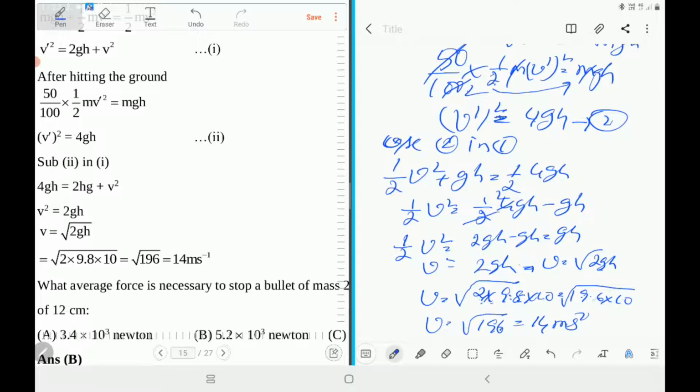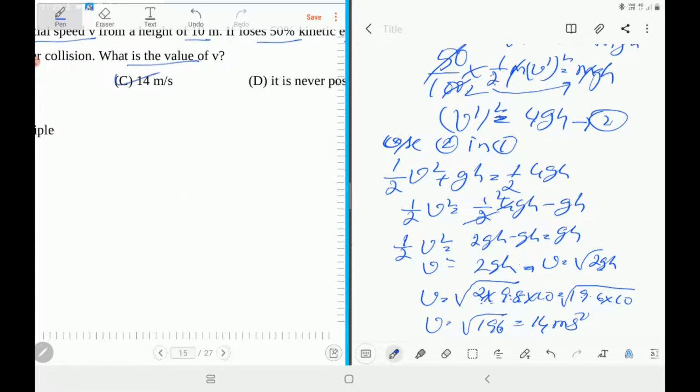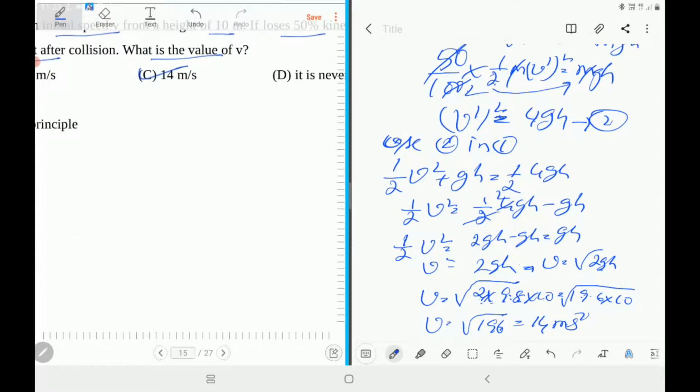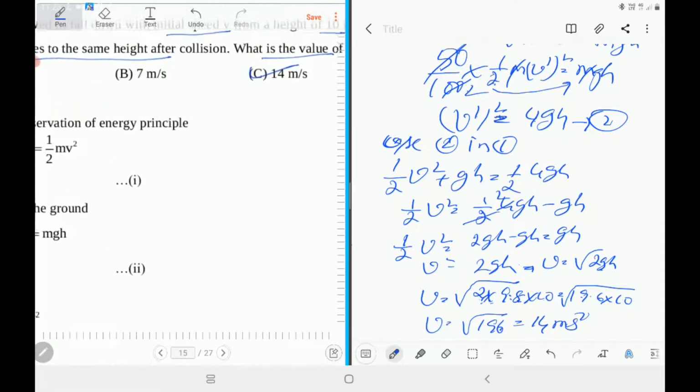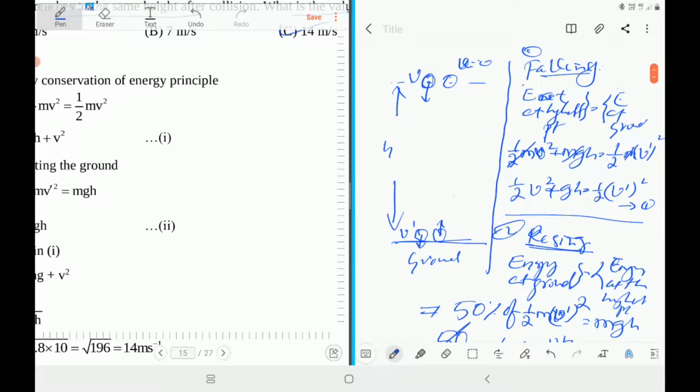The option around 14 you will search again. Around 14, 14 only you have. So you can mark and continue. But if you take 9.8, exactly 196, so the option, no doubt, is C. So finally, how do you memorize these steps?